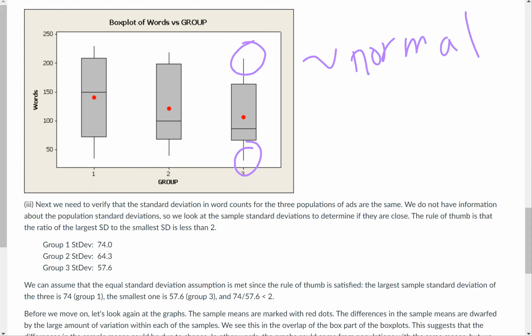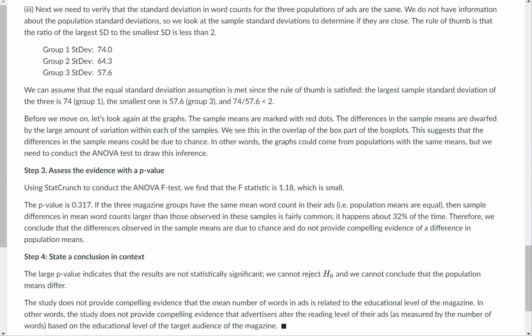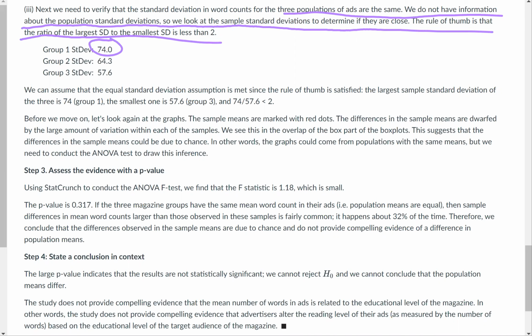Okay, now we need to verify that the standard deviation in word counts for the 3 populations of ads is the same. We do not have information about the population standard deviation, so we look at the sample standard deviations to determine if they are close. The rule of thumb is that the ratio of the largest standard deviation to the smallest standard deviation is less than 2. So the group 1 standard deviation was 74.0, group 2 was 64.3, and group 3 was 57.6. We can assume that the equal standard deviation assumption is met since the rule of thumb is satisfied.